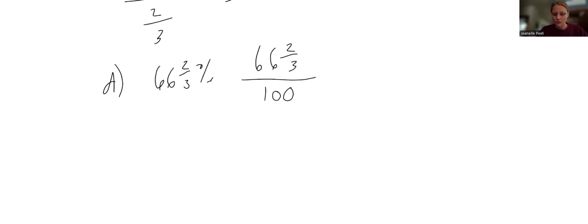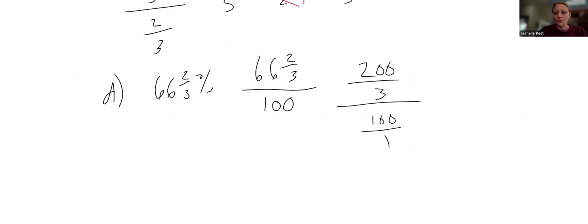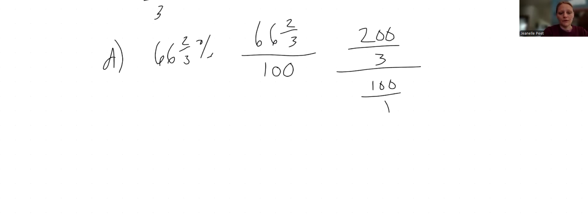is take 66 2/3 and turn it into an improper fraction. So 3 times 66 plus 2 gives me 200 over 3 divided by 100 over 1. Now I have a problem that looks like the one we just did. So I can rewrite that as 200 over 3 times 1 over 100. If I look for cross-canceling opportunities, I can divide both of these by 100. That becomes a 1. That becomes a 2. And when I multiply across, 2 times 1 gives me a product of 2. 3 times 1 gives me a product of 3.